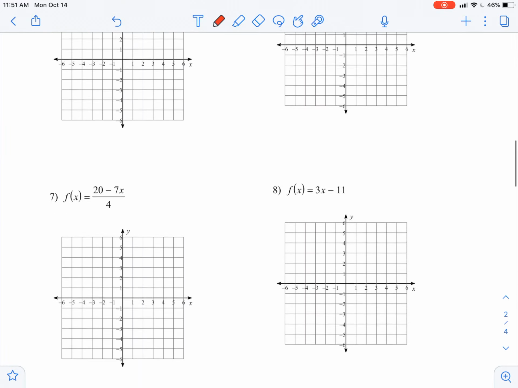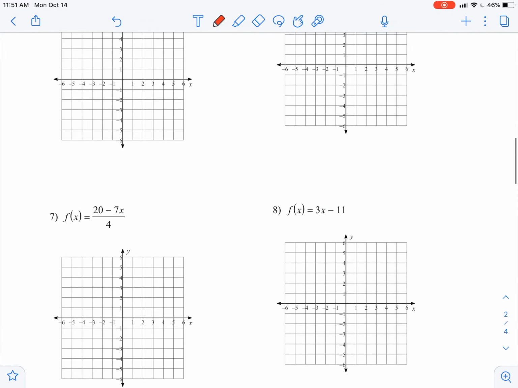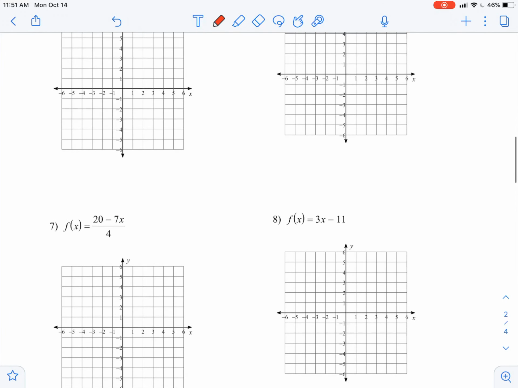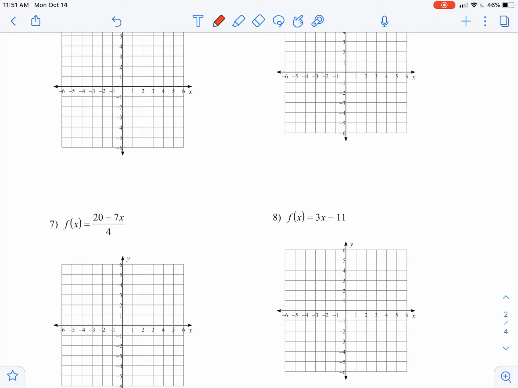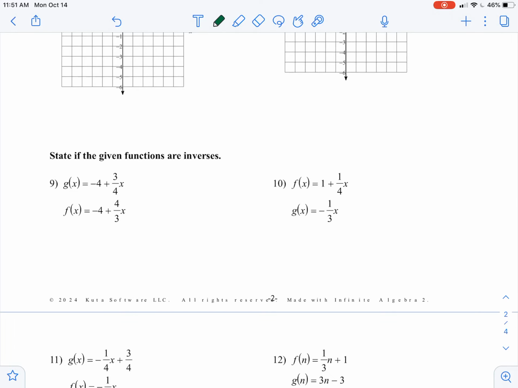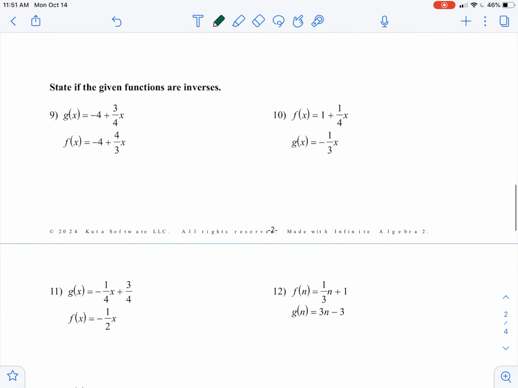Okay. So the next one, now let me mention, if it's not in slope-intercept form, you could put it in slope-intercept form like number 7 if you wanted to go ahead and rewrite that into f of x equals, and you could switch it, -7 fourths x plus 5, if that helps you. You don't have to, but that would help. Okay, so the next one is state if they are inverses.